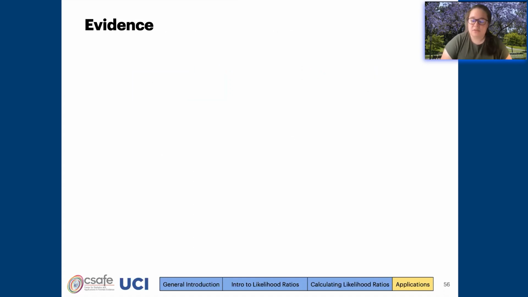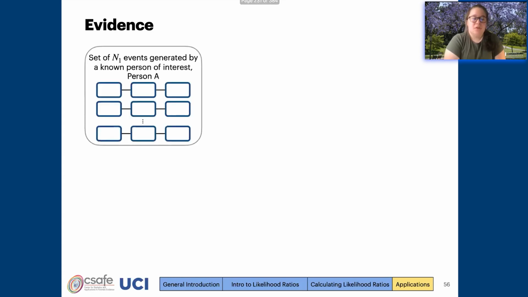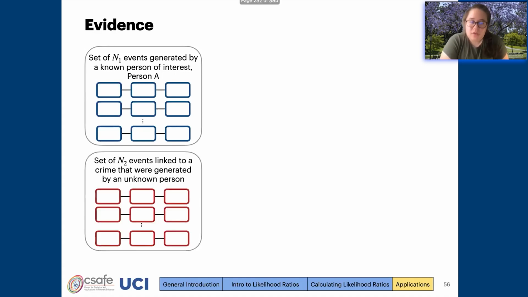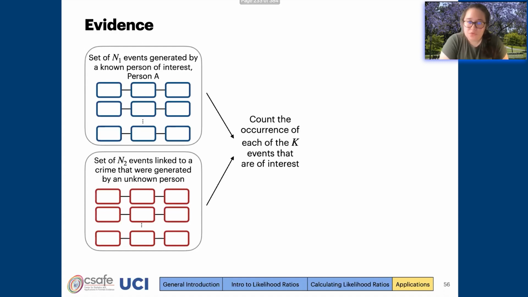So what does the evidence look like in this case? It's going to look very familiar to the toy example that we talked about, where we have a set of N1 events that were generated by a known person of interest that we'll call person A. And again, these are all of that similar format: ID, event, timestamp. And we also have a set of N2 events that were linked to a crime that were generated by an unknown person. So we'll do a very similar procedure as we did with the coin example.